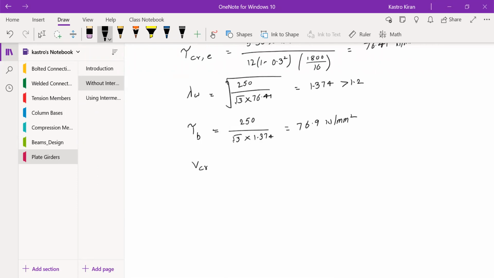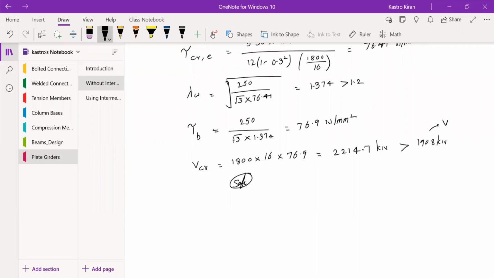Now you need to find the VCR, that is depth of the web into thickness of the web. What is the thickness of the web? It must be 16 mm, not 12 mm. You have to take the revised thickness into tau B, that is 76.9. If you solve this, you will get 2214.7 kilonewtons. And this value is greater than V. What is the value of V? It is 1908 kilonewtons. This is the value of the maximum shear force. So here VCR is greater than V. Therefore you can consider this as the safe section.